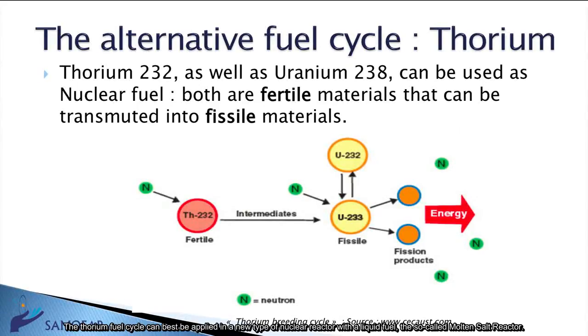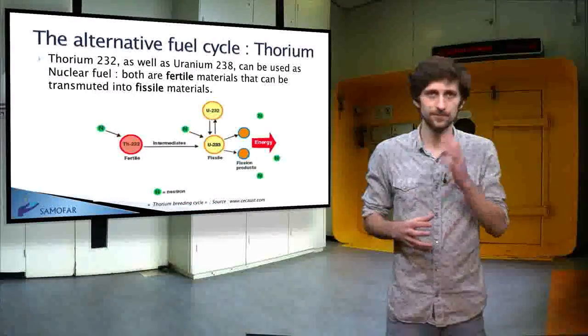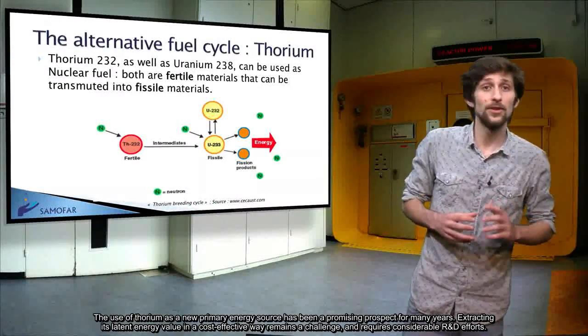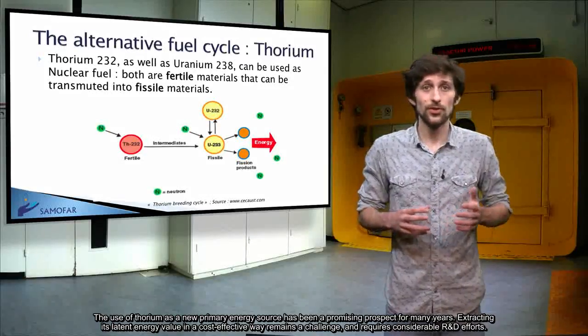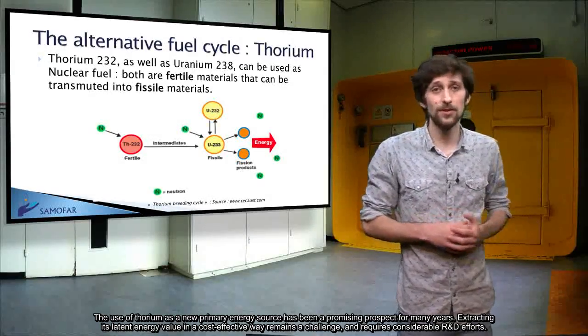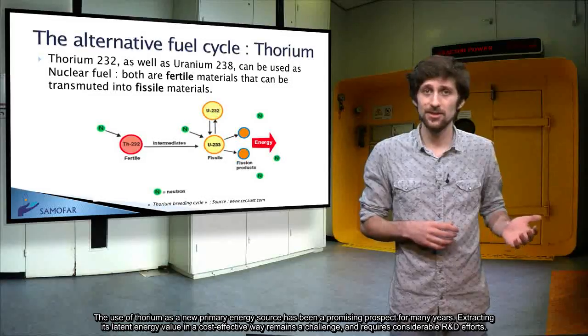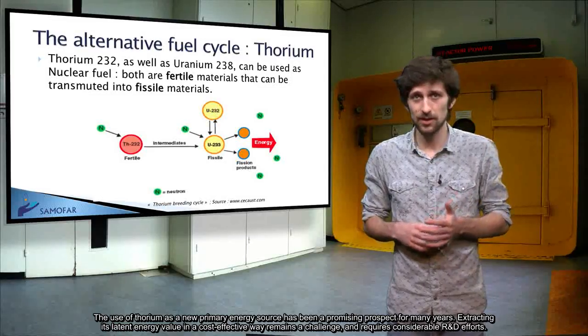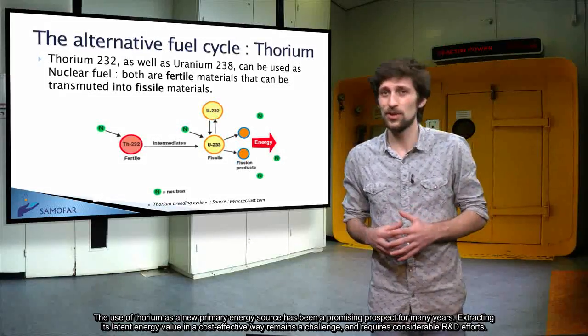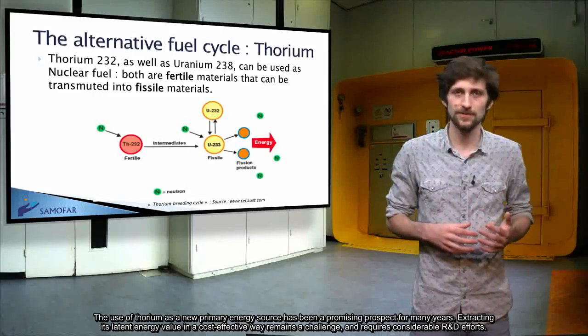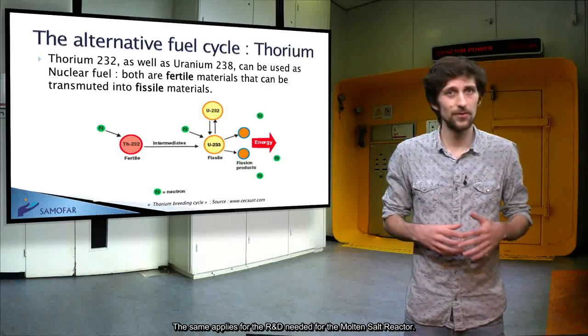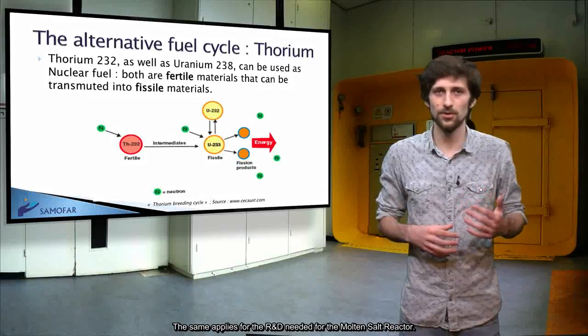The thorium fuel cycle can best be applied in a new type of nuclear reactor with a liquid fuel, the so-called molten salt reactor. The use of thorium as a new primary energy source has been a promising prospect for many years. Extracting its latent energy value in a cost-effective way remains a challenge and requires considerable R&D efforts. The same applies for the R&D needed for the molten salt reactor.